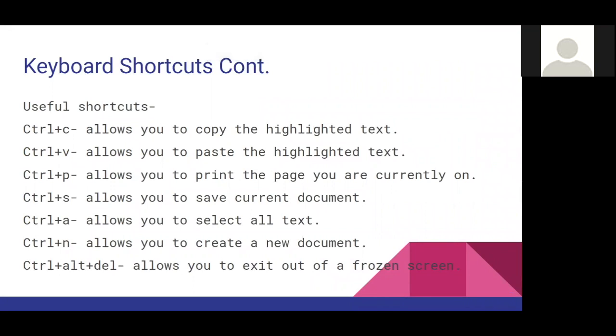Control-C allows you to copy the highlighted text. Control-V allows you to paste the highlighted text. Control-P allows you to print the page you are currently on. Control-S allows you to save the current document. Control-A allows you to select all text. Control-N allows you to create a new document. And Control-Alt-Delete allows you to exit out of a frozen screen.